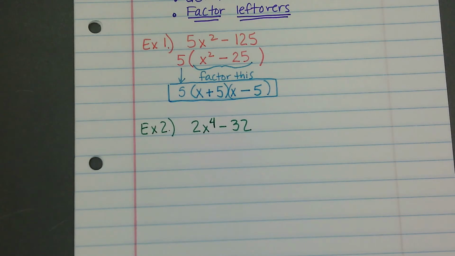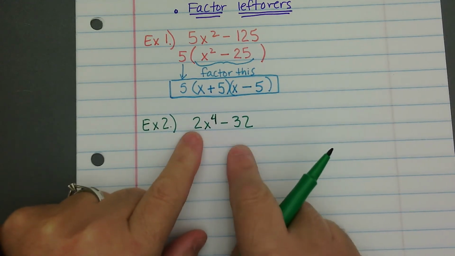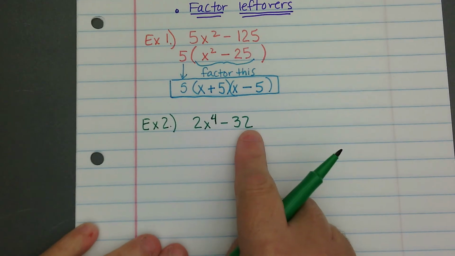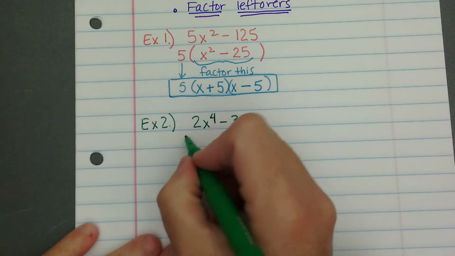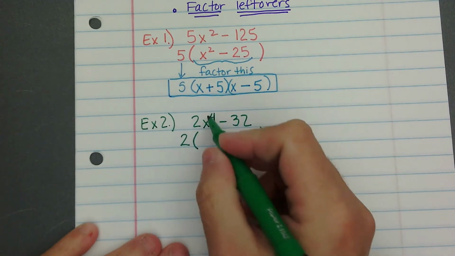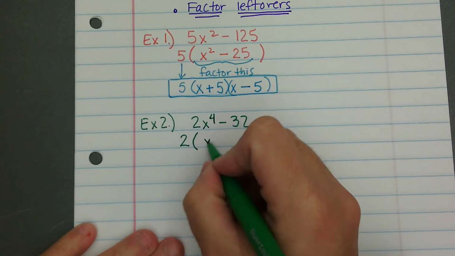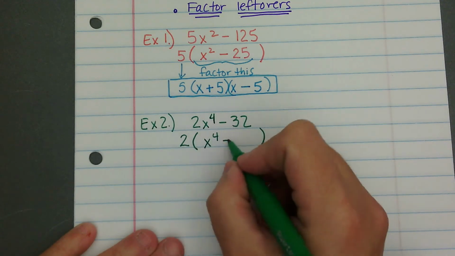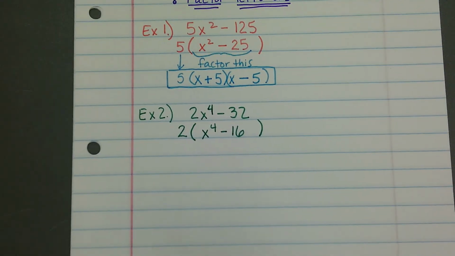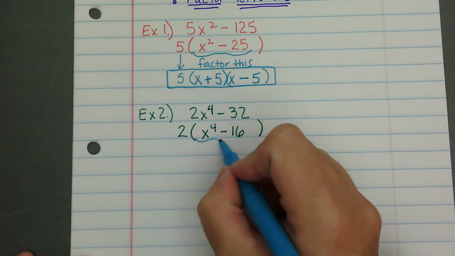Second example, 2x to the fourth minus 32. Again, looks like it could be a difference of two perfect squares, except 2 is not a perfect square, neither is 32. So the first thing we're going to do is GCF. You notice that 2 goes into both things, so we're going to GCF that. We're going to have one set of parentheses, and inside it, we put the leftovers after we divide. So 2x to the fourth divided by 2 is x to the fourth, minus sign, 32 divided by 2 is 16. Inside the parentheses, we have a minus sign, a perfect square, and an even number. So you have to factor this.